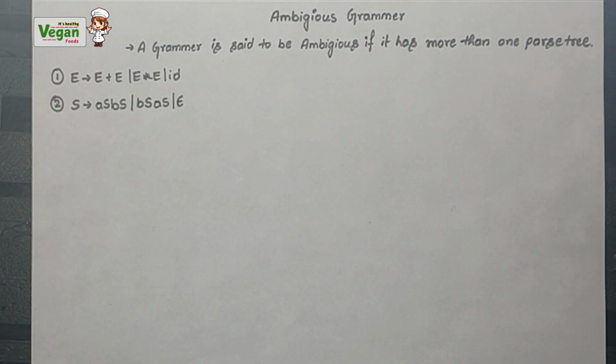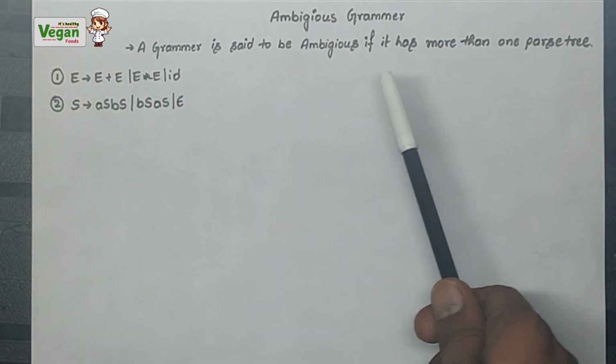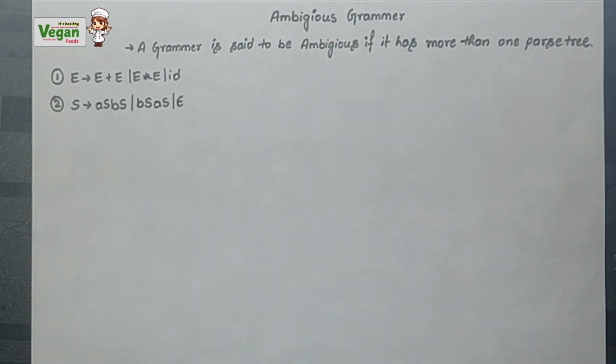If we talk about ambiguous grammar, a grammar is said to be ambiguous if and only if it has more than one parse tree. If you are able to construct more than one parse tree, then we can call that grammar ambiguous. So let's see two questions, and you will be clear on how to solve ambiguous grammar questions in the theory of computation.